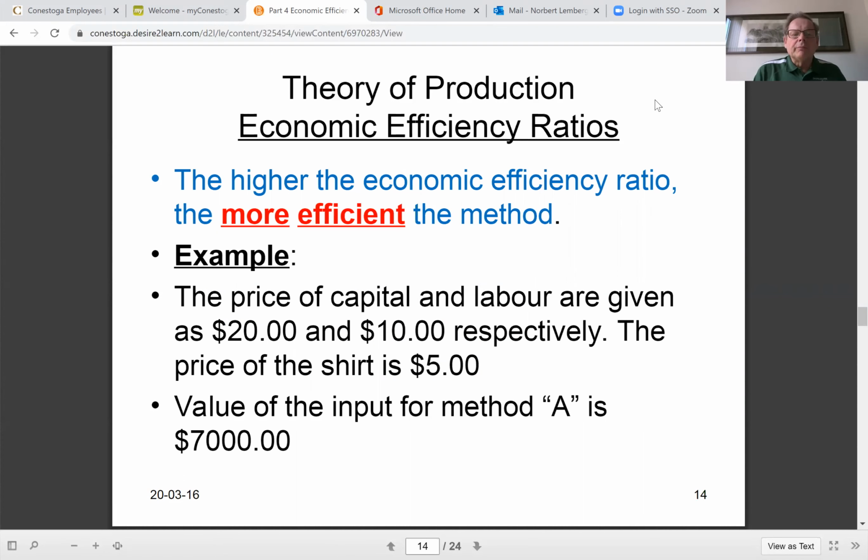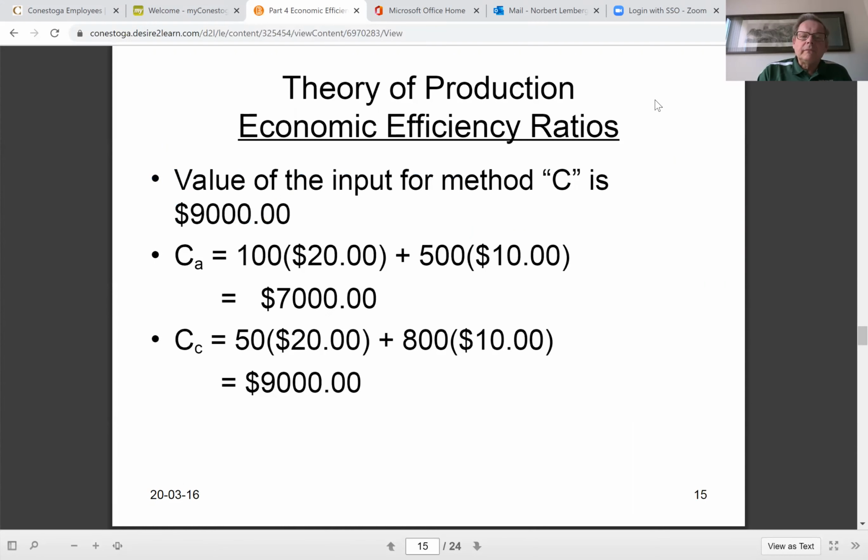So here's an example. It's a continuation of the previous one, but here we're going to add in the value of the shirts. The price of capital is $20 and the price of labor is $10 and the price of a shirt is $5. You'll recall from the previous example, the value of the input for method A is $7,000. So the value of the input for method C is $9,000. And here you see the equations as a reminder on how we got those numbers.